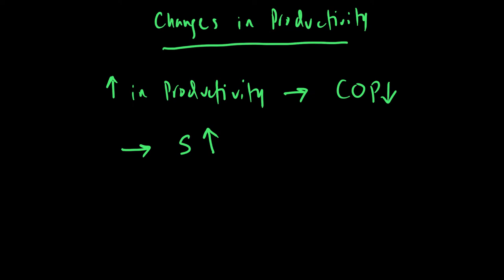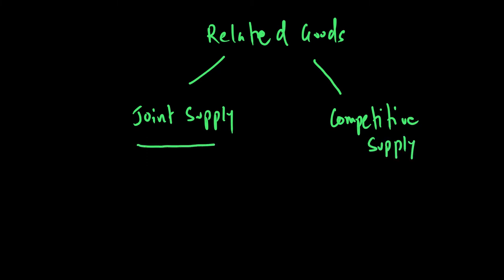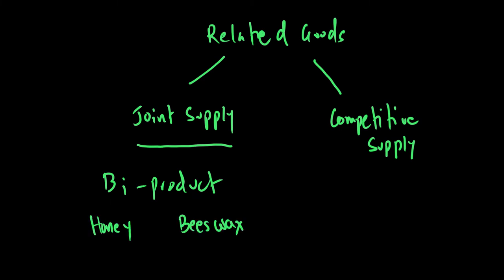Another important factor that we would like to discuss is changes in the price of related goods. When we look at related goods, we're looking at two kinds of goods. It could be what we call joint supply or competitive supply. What do we mean by joint supply? Well, joint supply simply means when two goods are jointly supplied, there must be what we call a byproduct. For example, when you produce more honey, beeswax automatically comes as a byproduct.